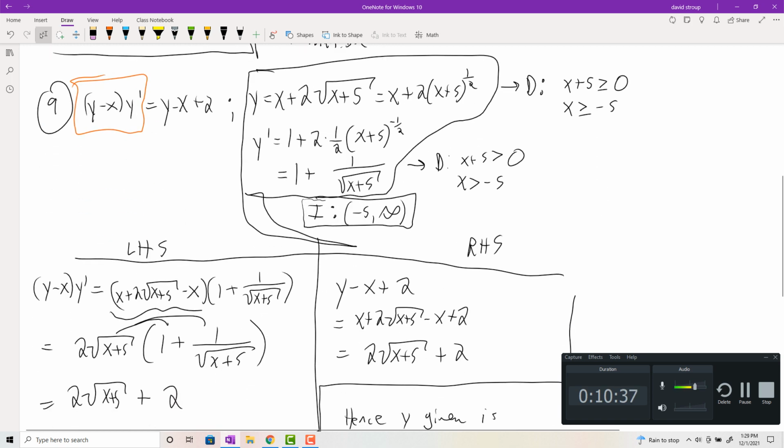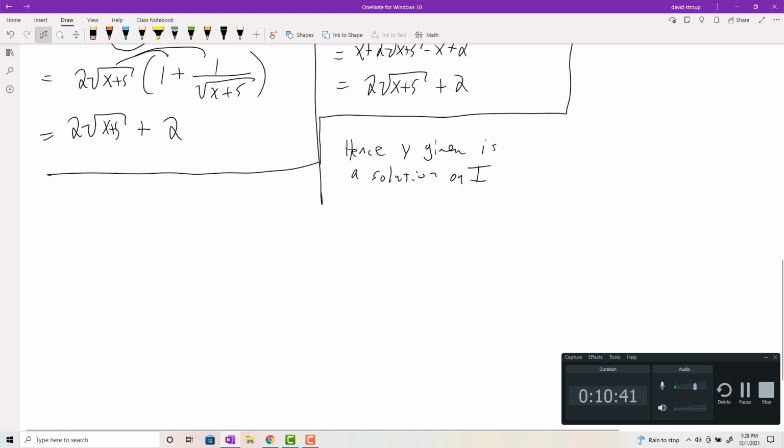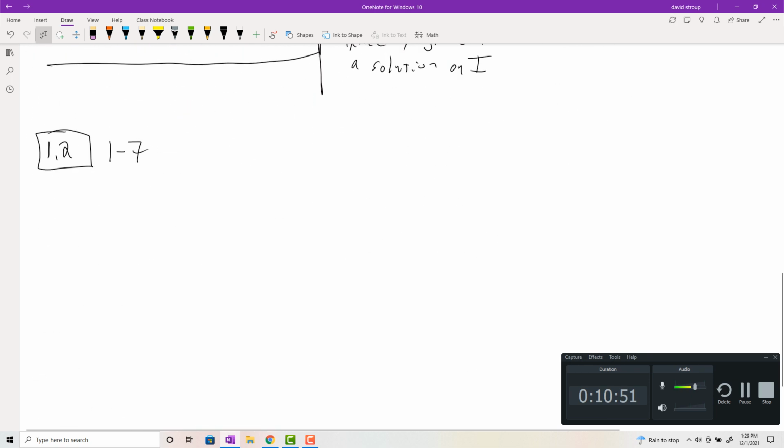Okay. All right, let's move into 1.2 then. In 1.2, we were finding particular solutions to differential equations. We're looking at problems like 1 to 7 from WebAssign.